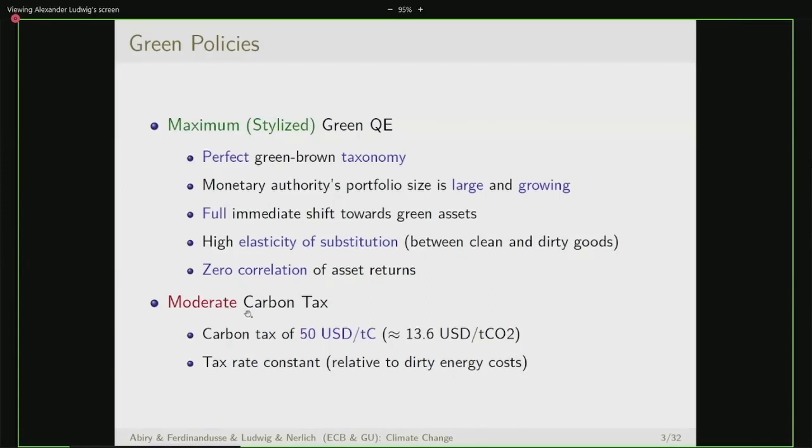Then we consider a moderate carbon tax of initially $50 at the time of introduction, which is 2021 in our model, but translate this into a tax rate, which is then held constant along the transition.